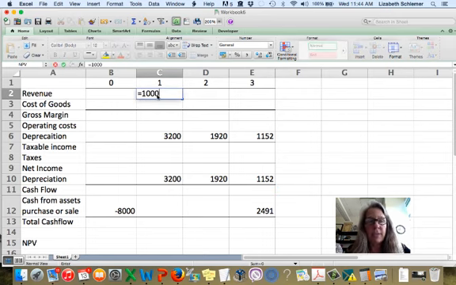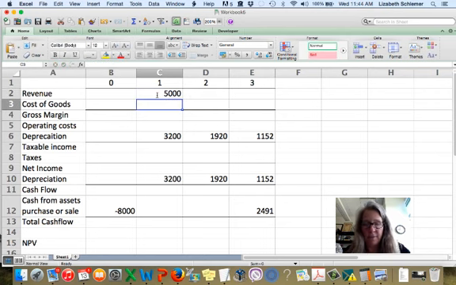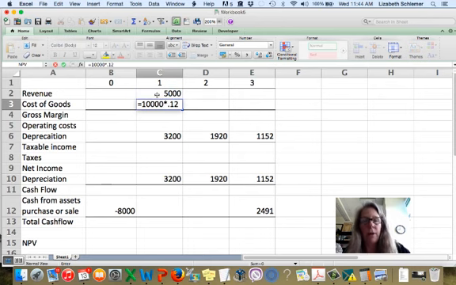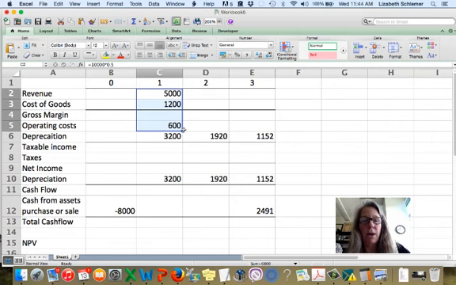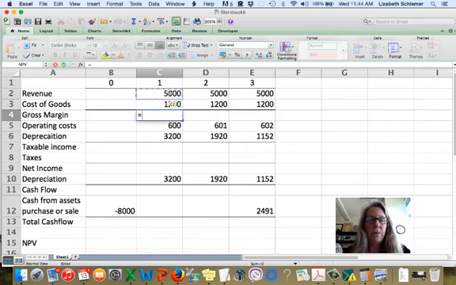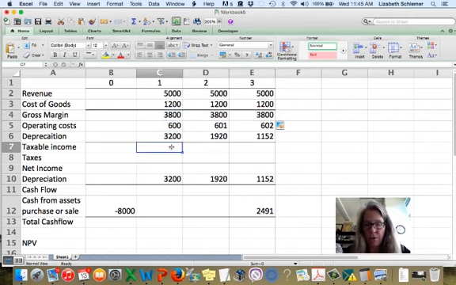So I know I'm going to have a sales volume of 10,000 times a selling price of 50 cents. I also know I'm going to have that same amount of sales volume times a cost of 12 cents. I also know operating expense is $6,000. So I'm going to go ahead and just copy these values over. Also, this value is going to be the revenue minus the cost of goods sold. That's how we calculate gross margin. I'm going to bring that over.